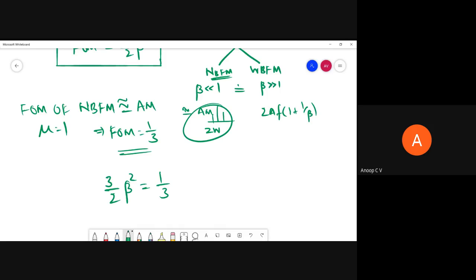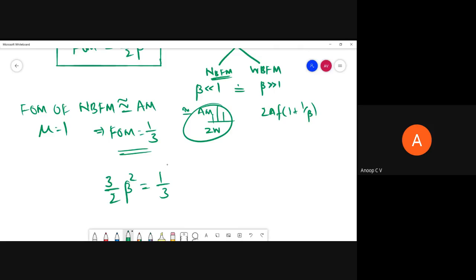Now, if a modulation system has to be wideband FM, why are we particular about wideband FM? This FM has a very beautiful property. If we are ready to spend more bandwidth, if we are ready to use more and more frequency range, then we can have better noise performance. So we always want to go for WBFM with better noise performance, which means we should have more bandwidth.